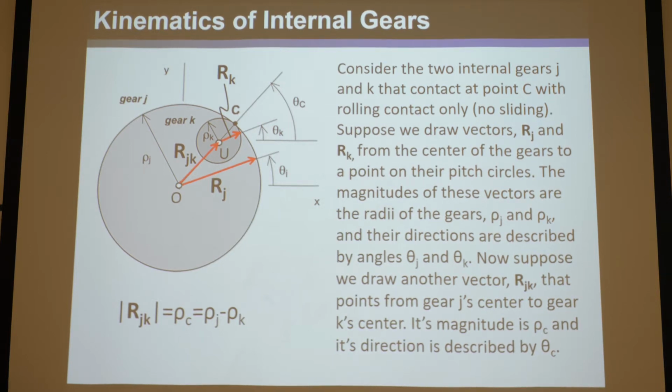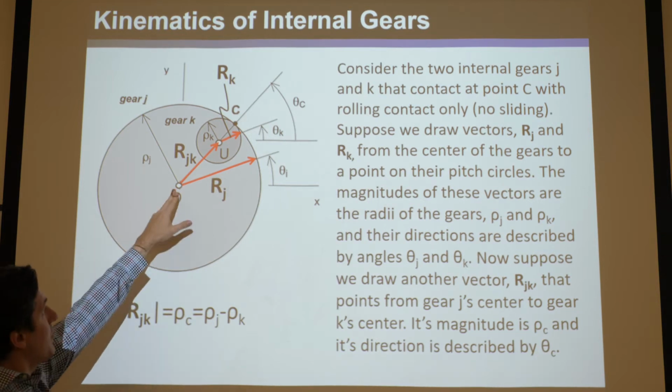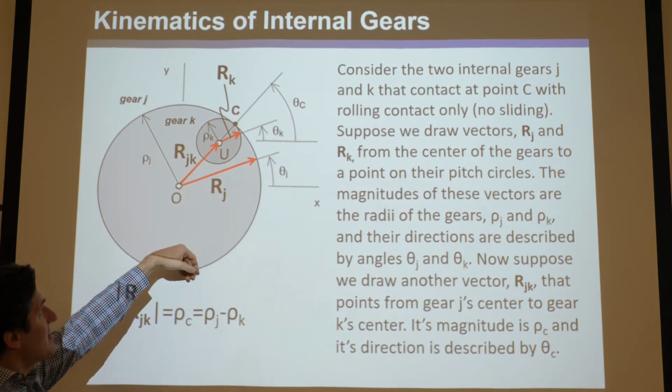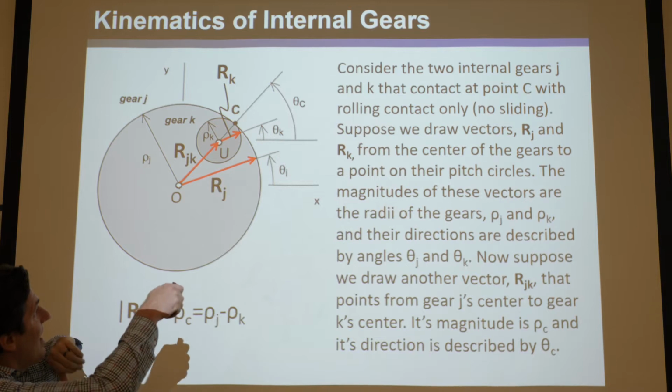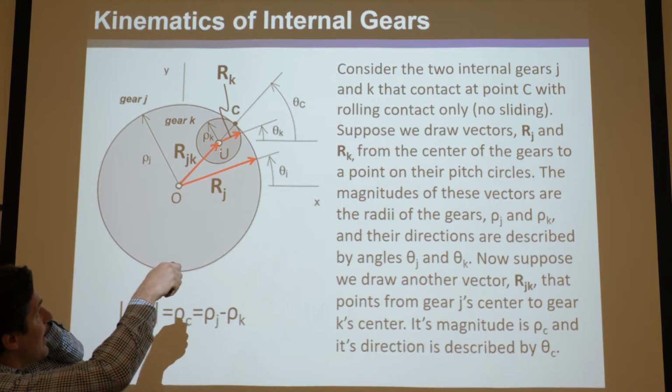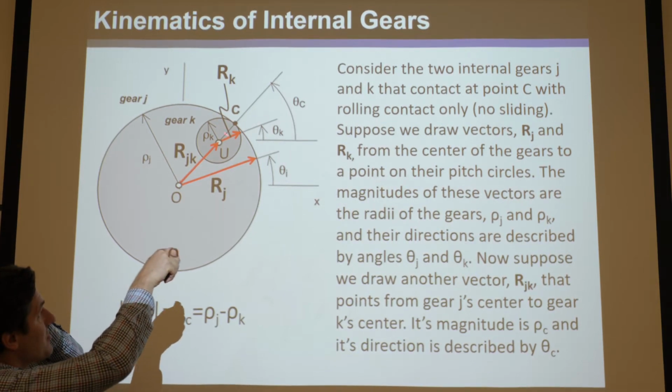Suppose we draw vectors Rj and Rk from the center of the gears to a point on their pitch circles. The magnitudes of these vectors are the radii of the gears, rho j and rho k, and their directions are described by angles theta j and theta k. So theta j and theta k capture the rotation of the outer ring that rotates around that point. This is link k, and this theta k captures this rotation.